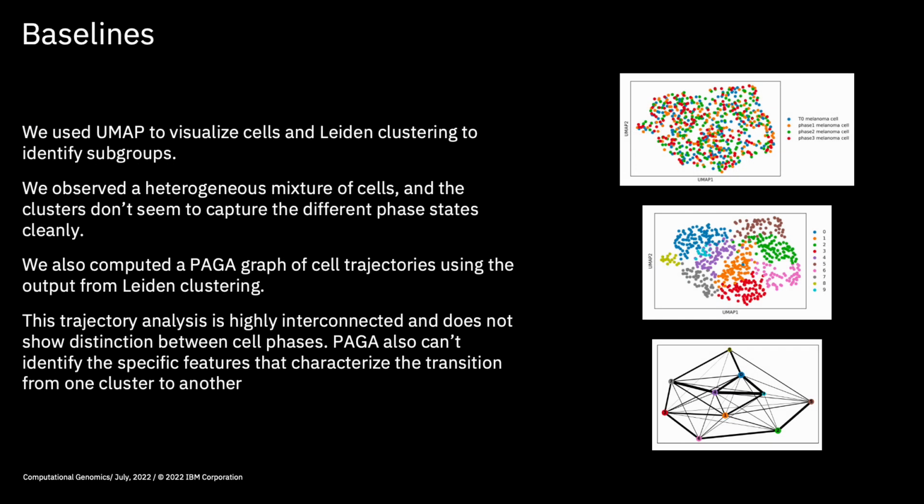To establish some baselines, we used UMAP to visualize cells and Leiden clustering to identify subgroups. We observed a heterogeneous mixture of cells, and the clusters don't seem to capture the different phase states cleanly. We also computed a PAGA graph of cell trajectories using the output from Leiden clustering. This trajectory analysis is highly interconnected and does not show distinction between cell phases. PAGA also can't identify the specific features that characterize the transition from one cluster to another.